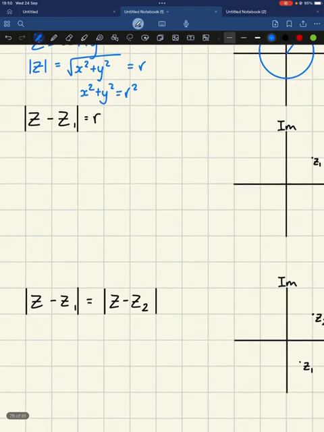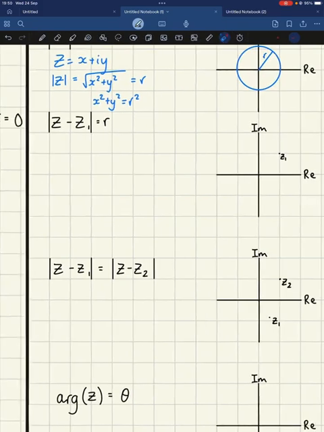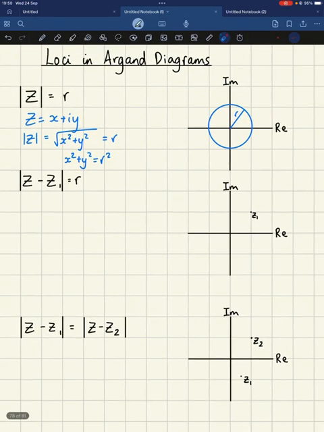So now what about this? The modulus of z minus z1 is equal to r. So what does z minus z1 mean? It's similar to this, but we're minusing z1. Well, z1, like on the diagram here, is a fixed point. We will know what z1 is, but z is just any point. It can be here, or here, or here, anywhere.